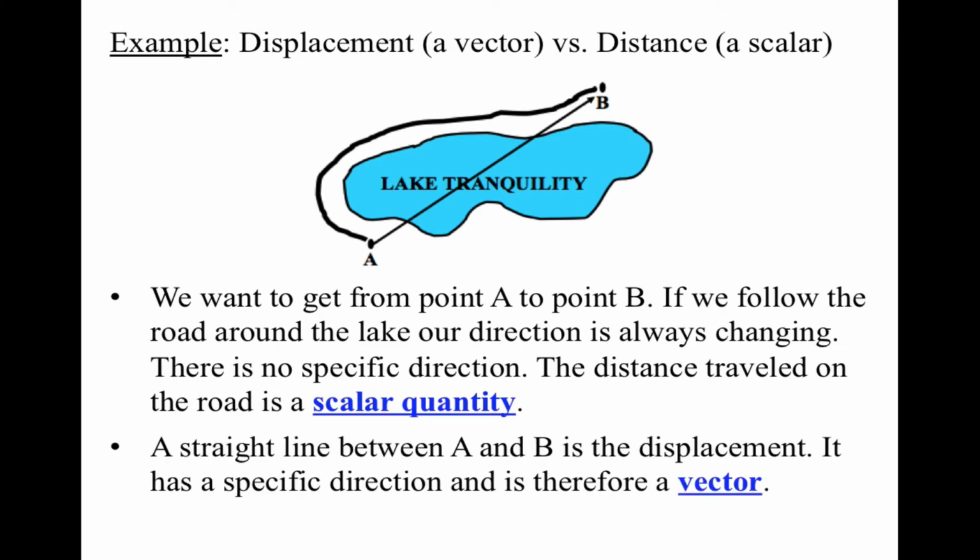Now, if we were to travel along the straight line between A and B, this is the displacement, which has a specific direction and is therefore a vector. So if we were to travel from point A to point B along this straight line, we never change direction. We are going in one direction. So that is a vector.